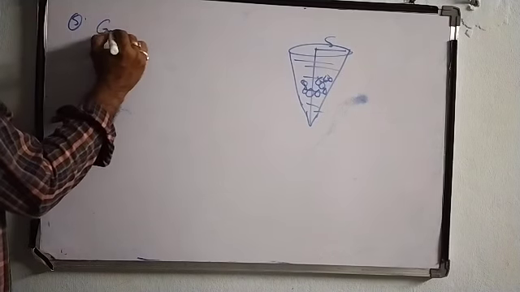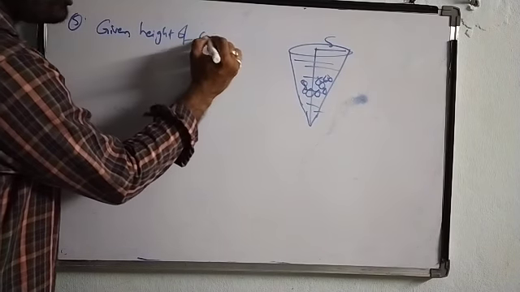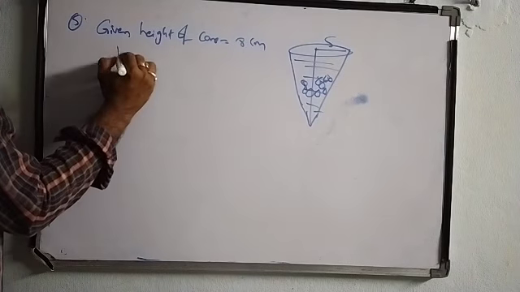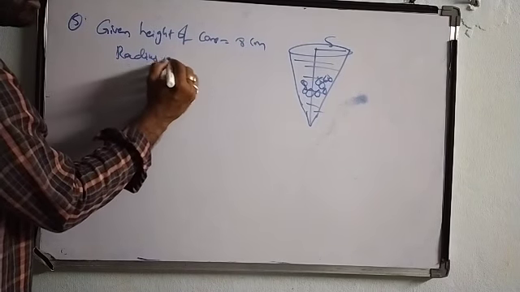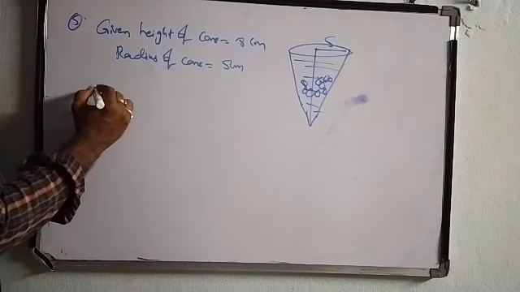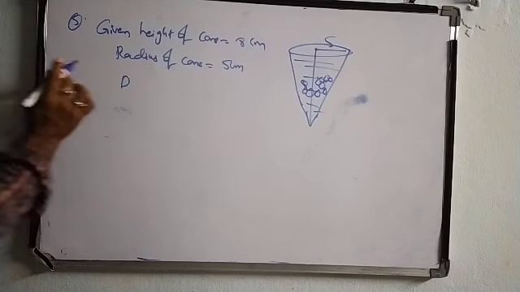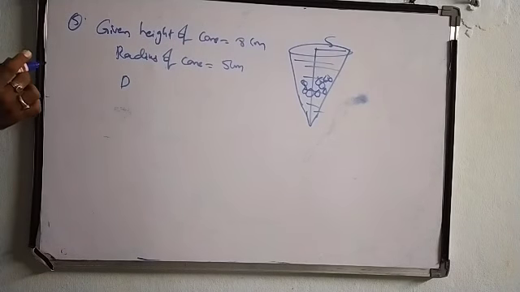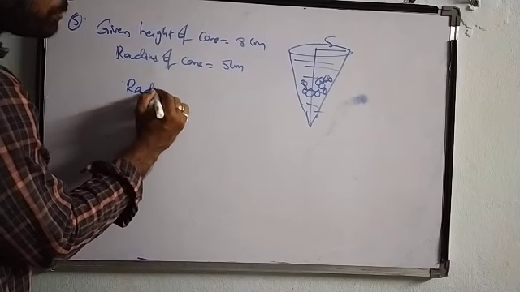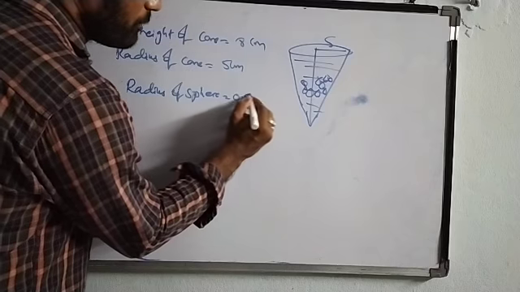Okay. So given, height of cone, which is 8 centimeter, radius of cone 5 centimeter, next radius of sphere 0.5 centimeter.